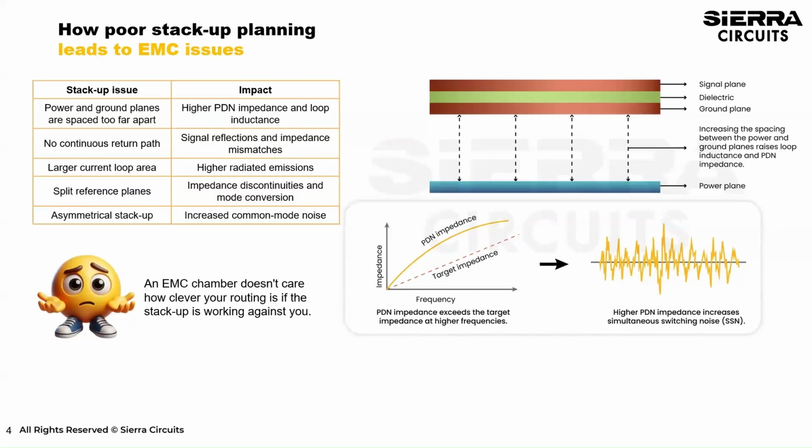So many EMC failures actually begin long before component placement or routing. They start with the stack up. So we'll look at a few common examples here. When the power and ground planes are spaced too far apart, the loop inductance between them also increases.